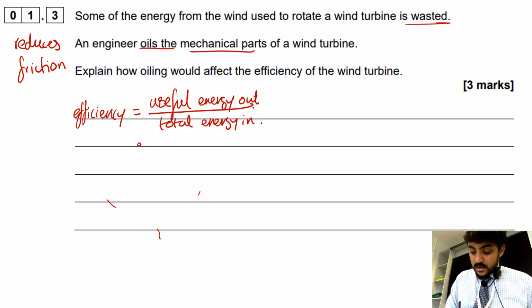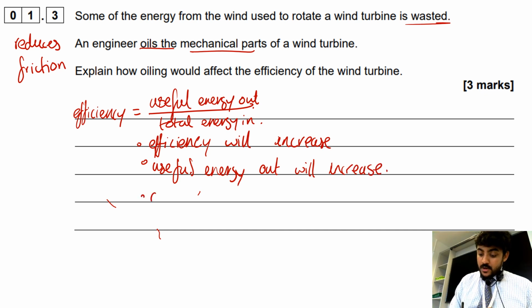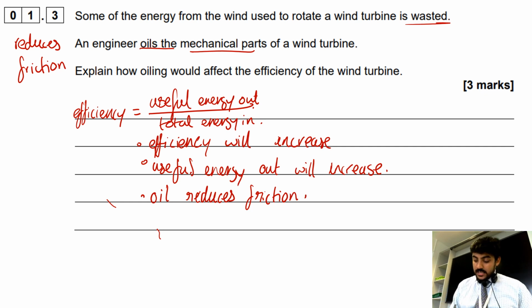So efficiency will increase because useful energy out will increase, and this is all because oil reduces friction. And that is enough to get us first, second and third mark. So 3 marks, it's actually a dead easy question.